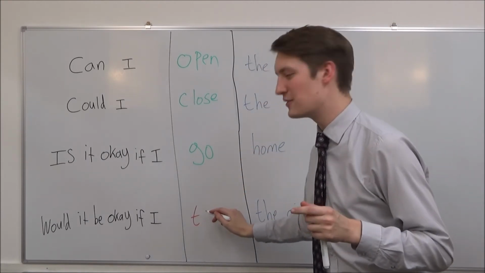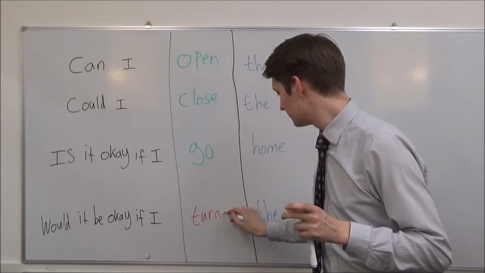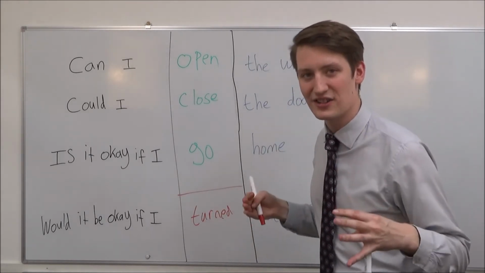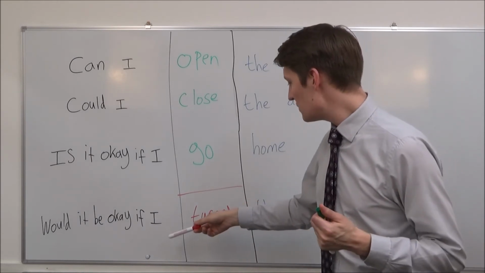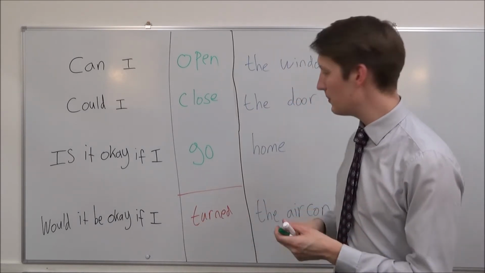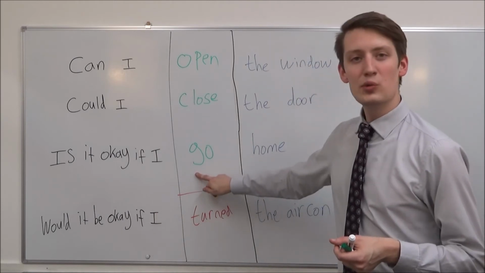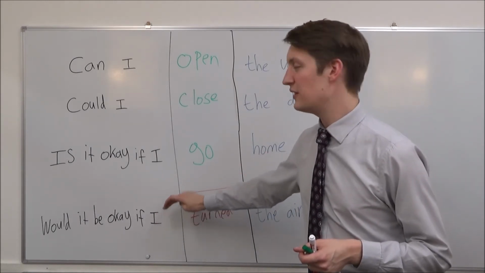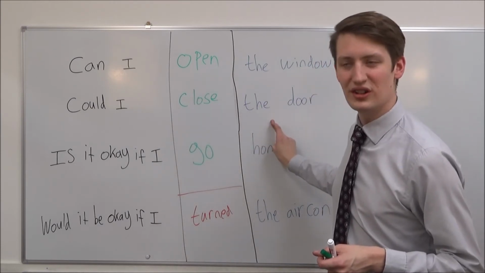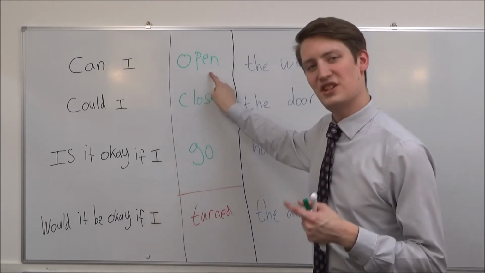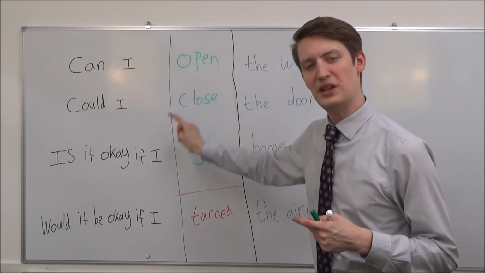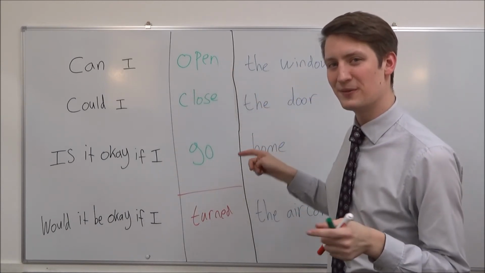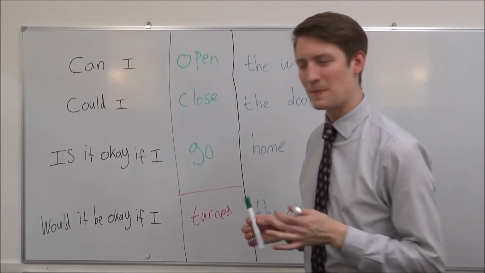This one's a little bit different, because with would, we use the past form of the verb. Would it be okay if I turned on the aircon? Would it be okay if I went home? Would it be okay if I closed the door? What's this one? Would it be okay if I opened the window? Very good.